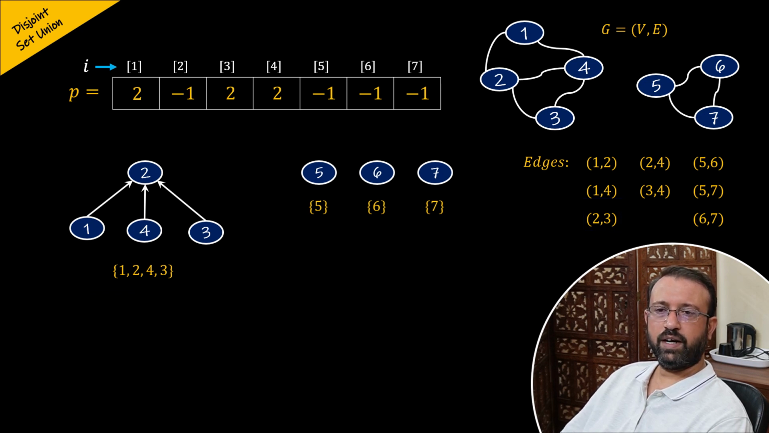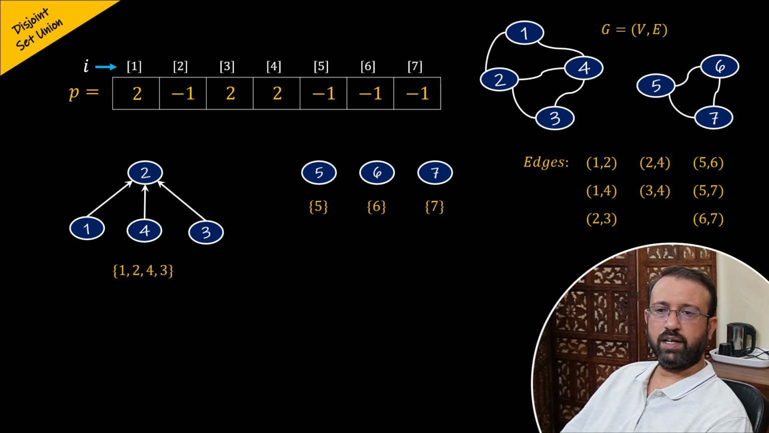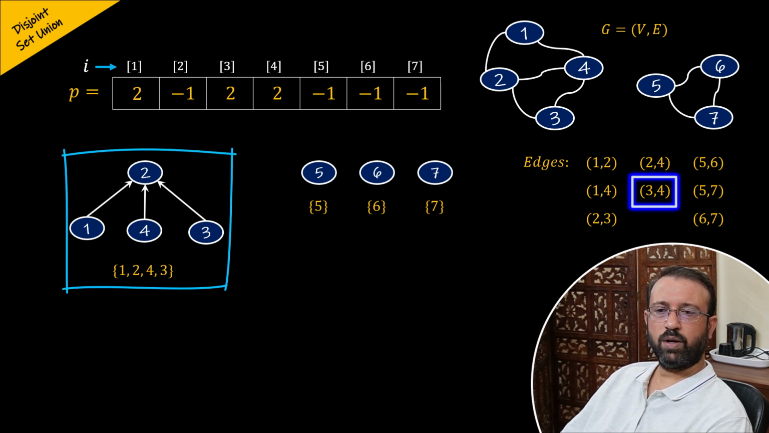Then we have an edge between vertex 2 and vertex 4. Vertex 2 and vertex 4 belong to the same set. Therefore, we do not perform the union operation. Then we have an edge between vertex 3 and vertex 4. Now we need to find whether vertex 3 and vertex 4 are in different sets. Vertex 3 and vertex 4 belong to the same set. Therefore, we do not perform the union operation.